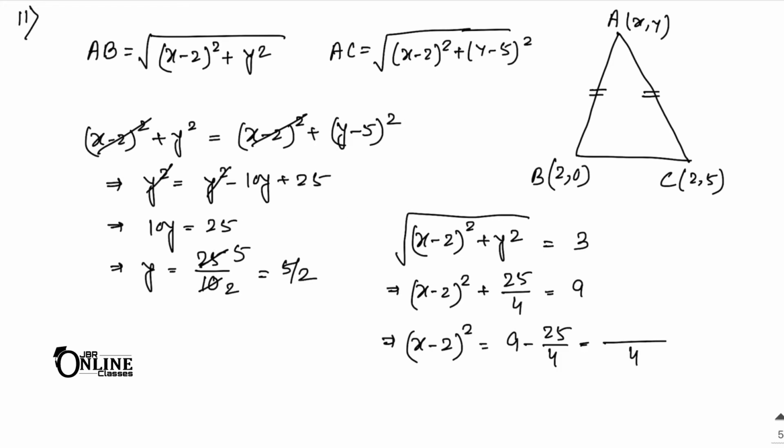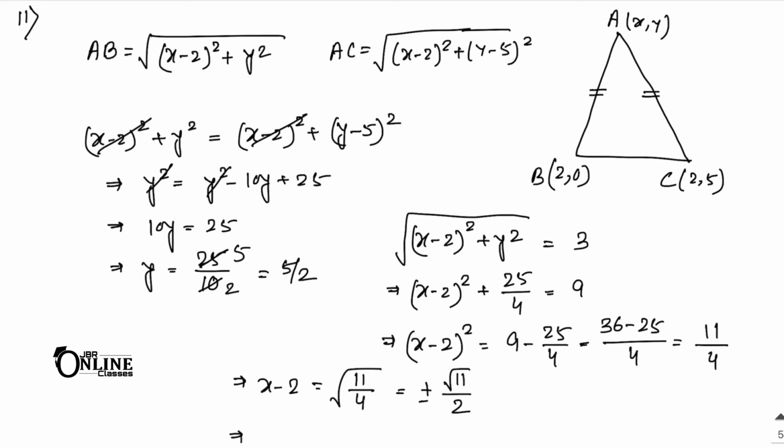So here 4 is the LCM. So 36 minus 25, that means here 11 by 4. So now in that case you can write down x minus 2 equal to root over 11 by 4. Okay. So that means here you can write down plus minus root 11 by 2. Now the next one, for x equal to here plus minus root 11 by 2 plus 2. Okay, plus minus root 11 by 2 plus 2.